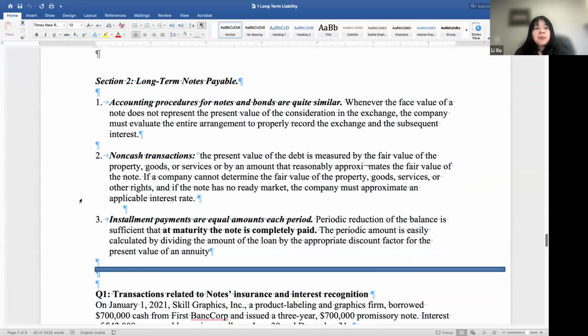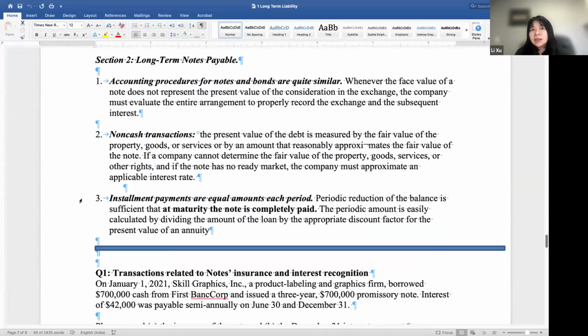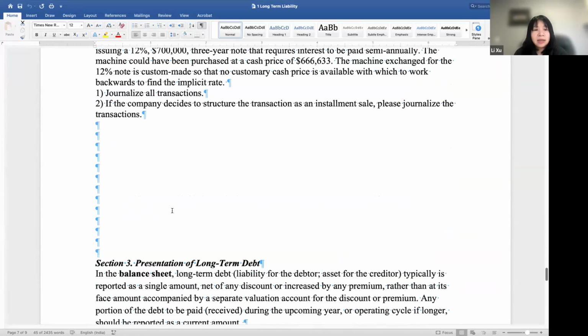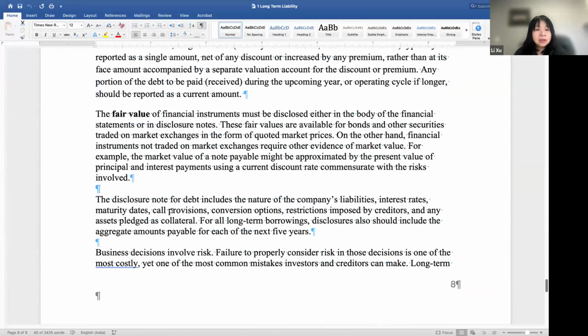And here I will not test the notes payable because they're very similar to bonds payable. Okay, so here you don't need to spend actual time on it. The journal entry will be identical, except the account name is different. Okay, all right.